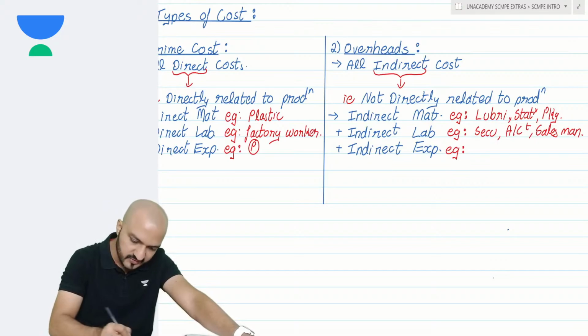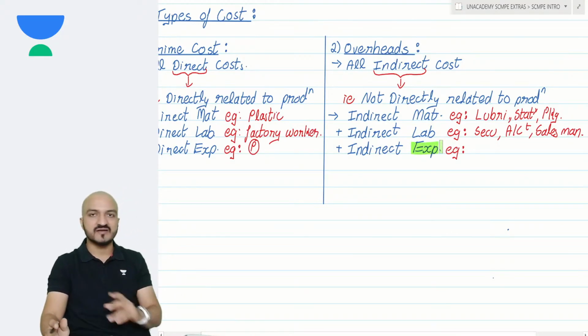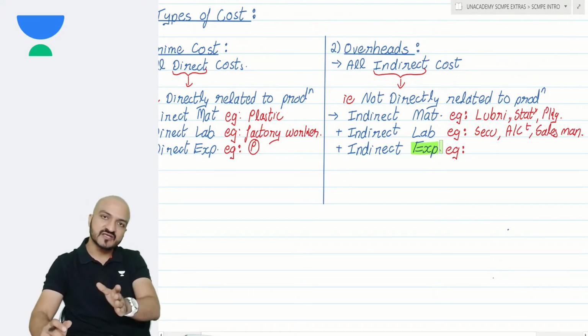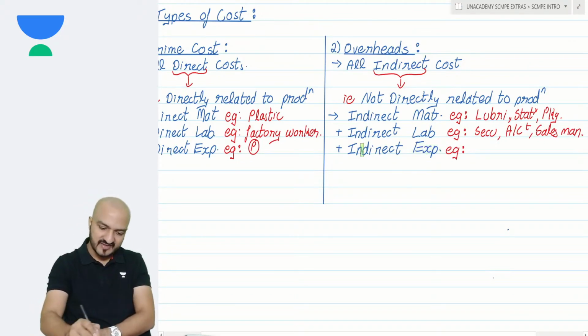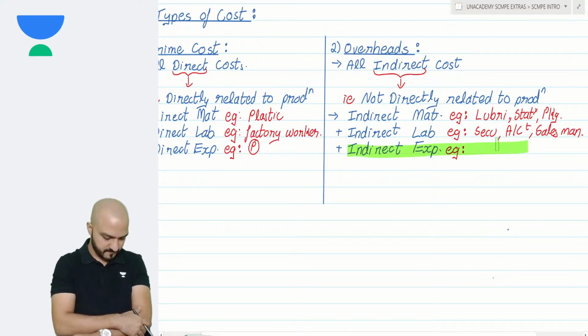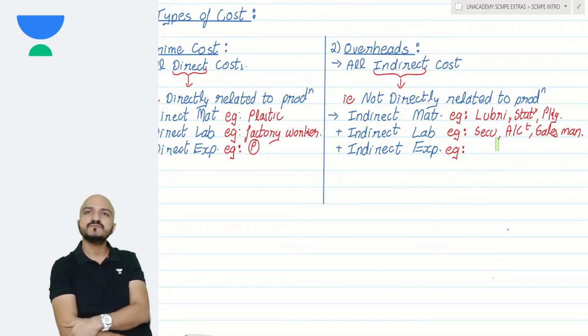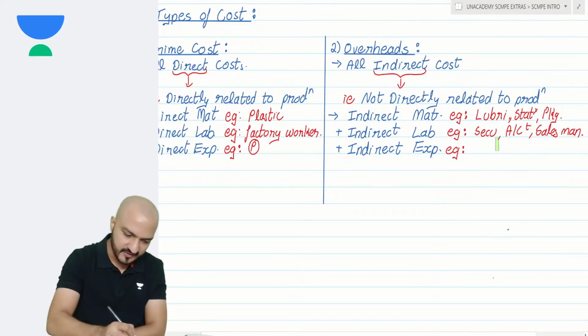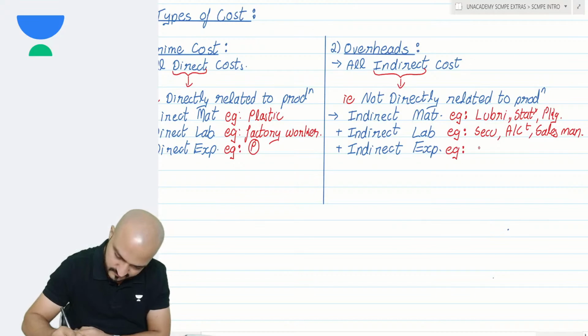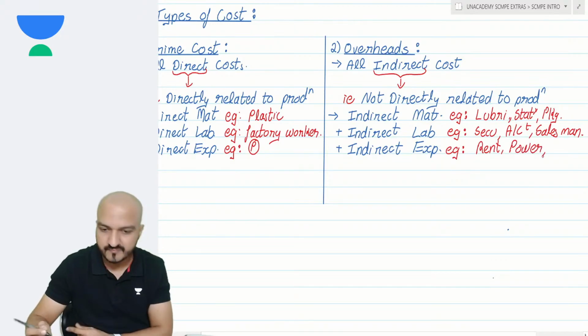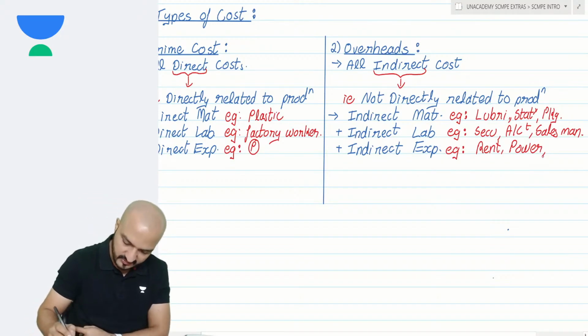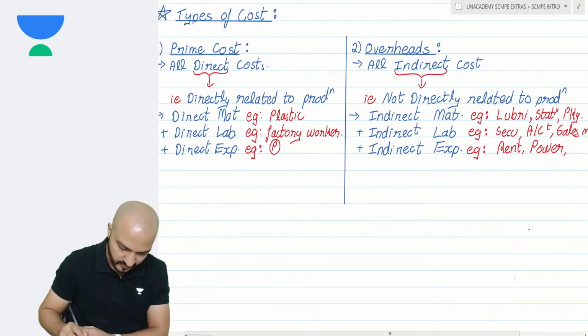And indirect other expenses. Indirect expenses mean it is neither material nor labor, still it is an expense and it is not directly related to the product. Example of indirect expense. Yes, rent is an indirect expense, correct? Or say maybe power consumption of the machine can also be an indirect expense. So in short, now you have an idea what kind of expense is direct or indirect.